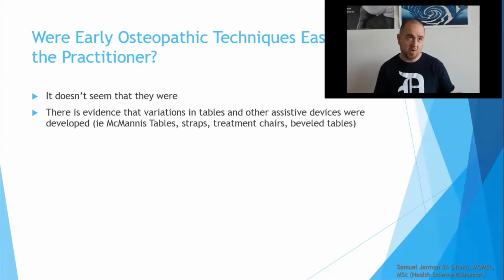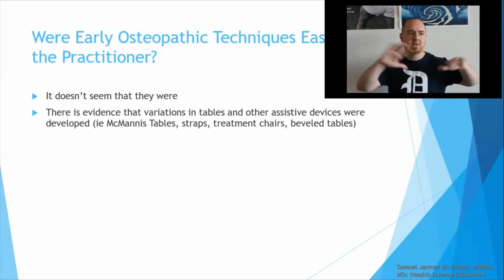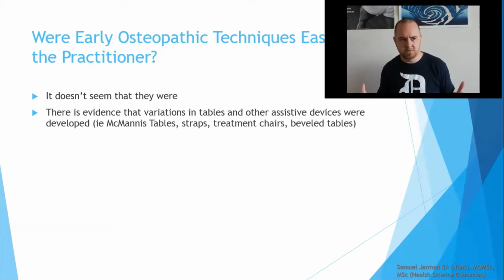And another question that we can ask, where we don't necessarily have pictures of this, but if you are aware of osteopathic history, you may be aware of McManus tables. You may have seen beveled tables, right? So using the beveling of the table to increase the opportunity for leverage. Dr. Still talked about getting leverage off of door frames, using his knee. There is some evidence of Dr. Still, I believe Dr. Still saying don't use the straps.